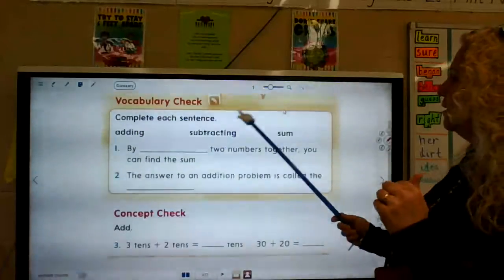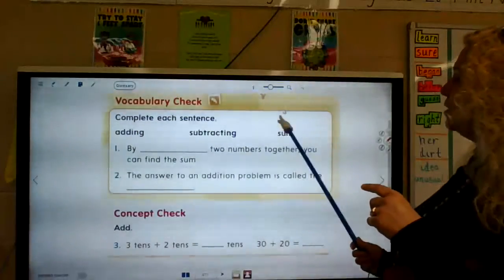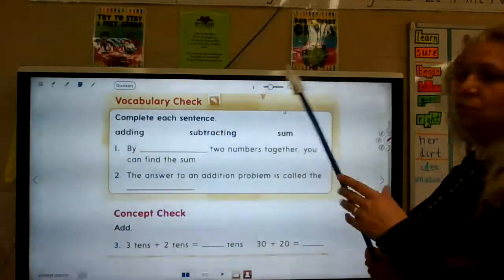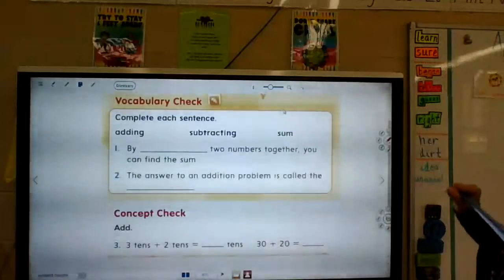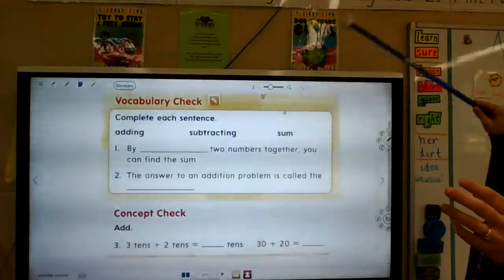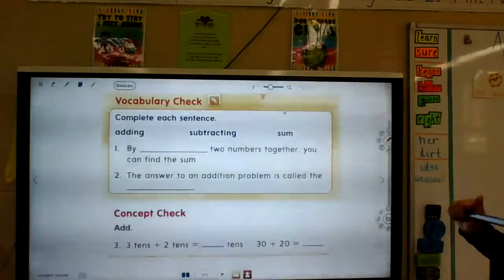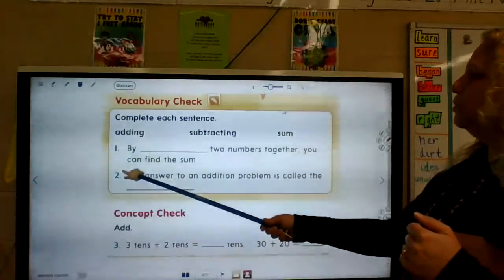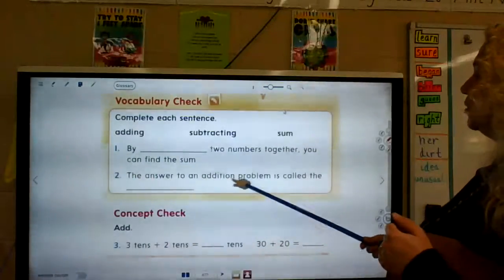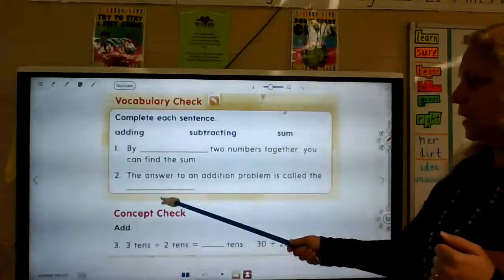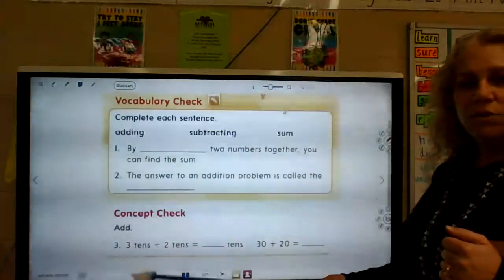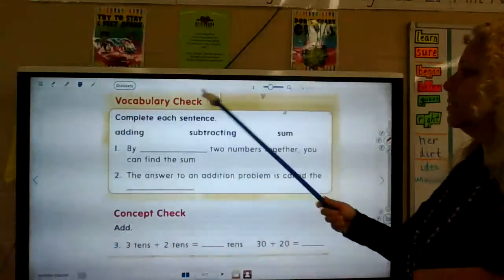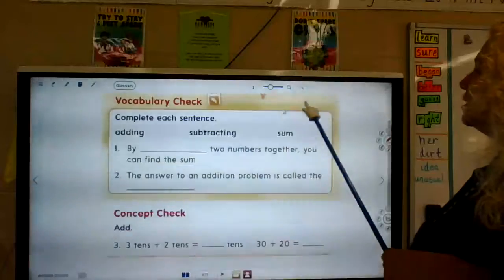Number one is, by blank two numbers together, you can find the sum. Adding, subtracting, or sum. So how do you get the sum? By adding two numbers together or by subtracting two numbers together? Write your answer and then cross it off at the top. Number two, the answer to an addition problem is called the blank. Is it called the adding? Is it called the subtracting? Or is it called the sum?